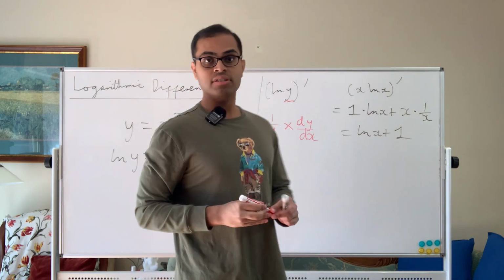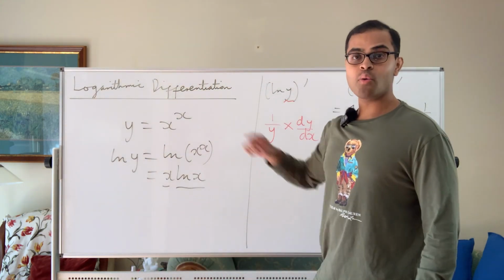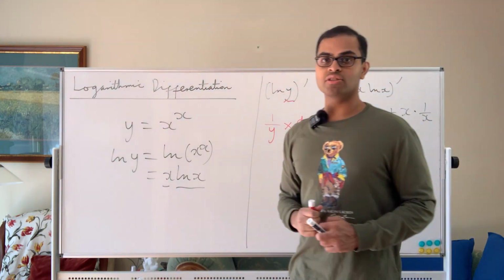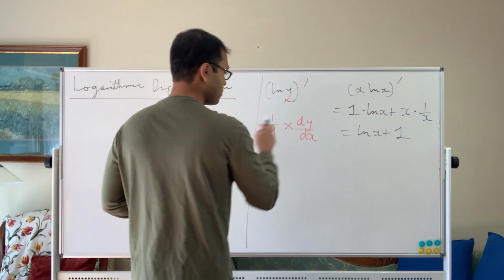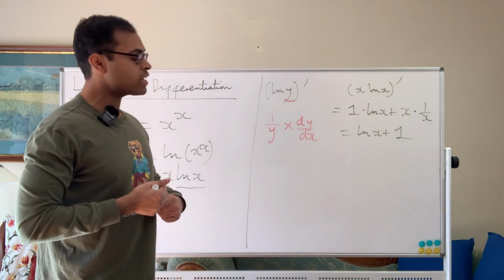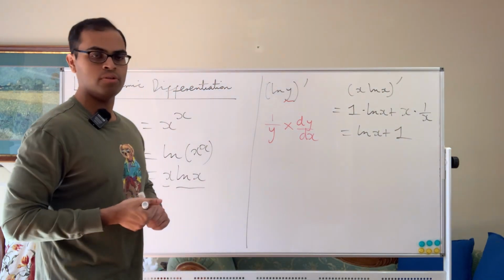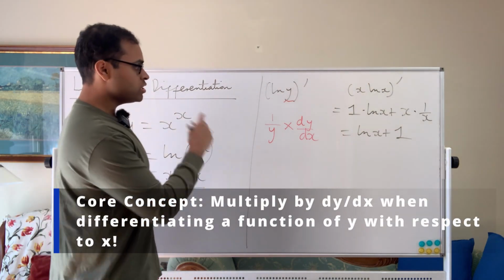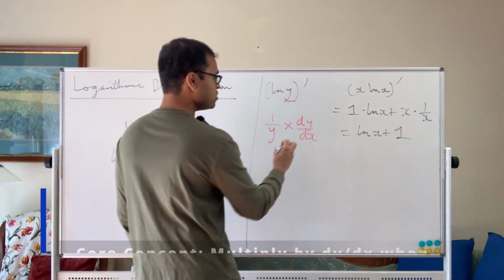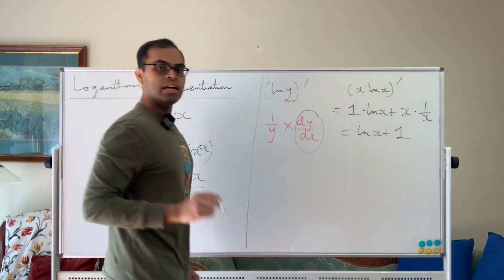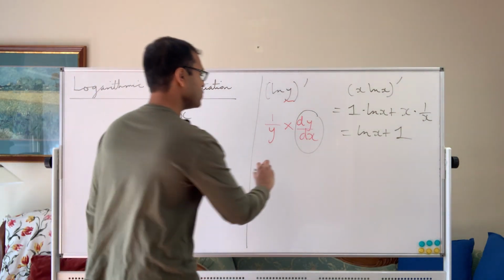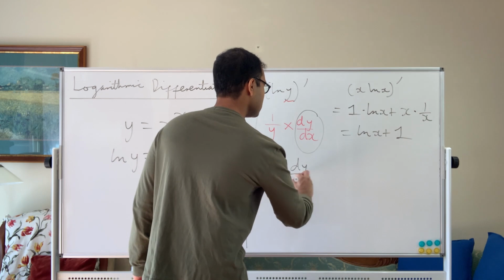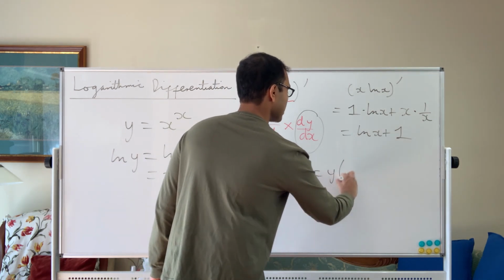Because y is not equal to x. If we remember our original function, y is x to the x, that's what we want to solve for. So we have to put the dy dx there. This is very important and good practice with implicit differentiation. I'm trying to show you and help you to just remember this. So we've got 1 over y dy dx is equal to log x plus 1. And now we can solve for dy dx just by multiplying both sides by y. So we therefore get dy dx is going to equal y times log x plus 1.